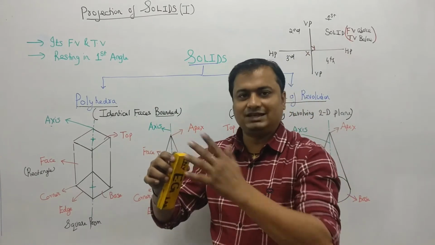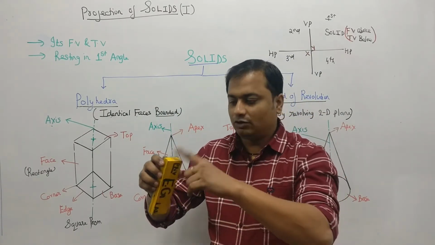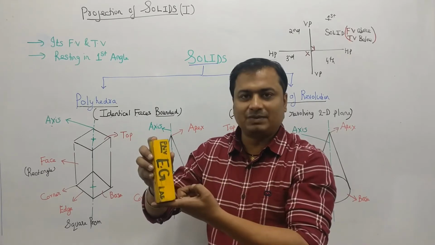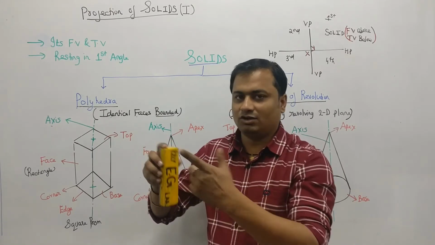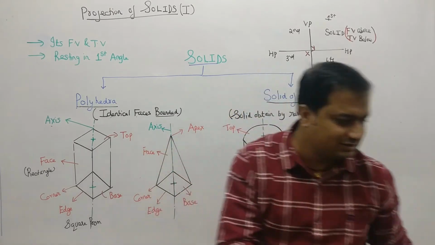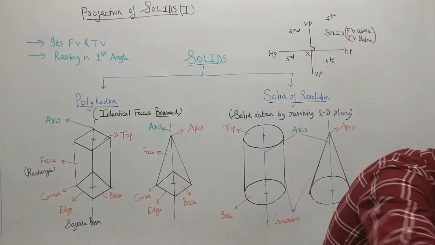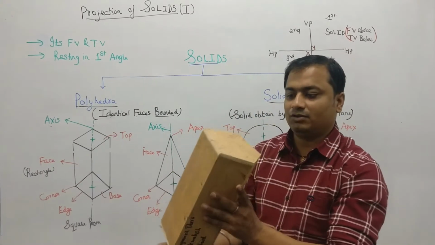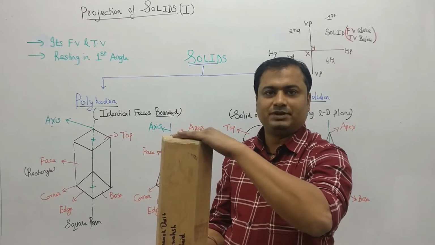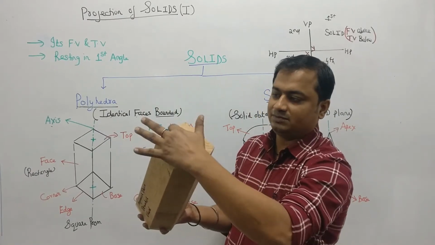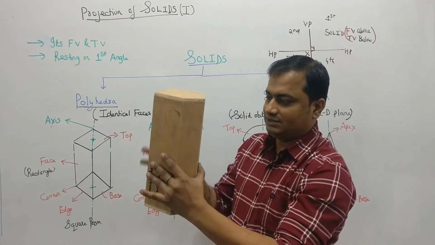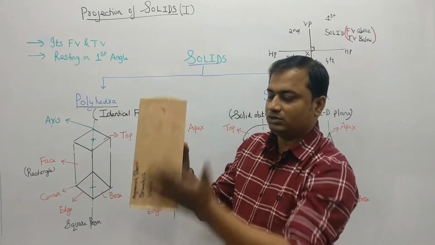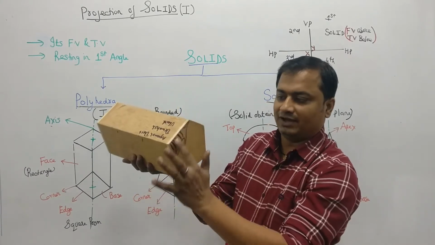Now suppose I change the top and base structure: if the top is pentagon and the base is pentagon, right, and the face is always rectangle, that will be called a pentagonal prism. The top is pentagon, 5 sides. Base is also pentagon, 5 sides. Both are the same.